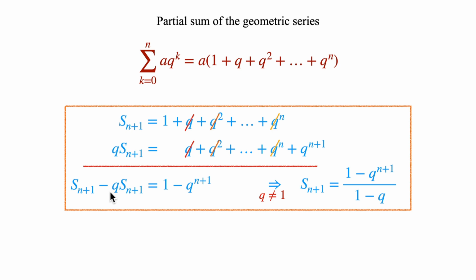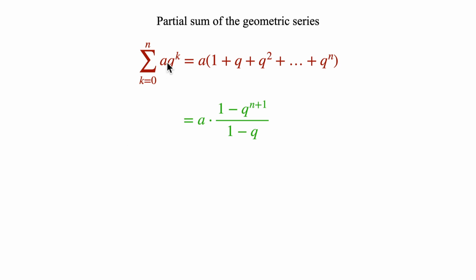So what have I done here? I have factored out S n plus 1, and then in parentheses I get 1 minus q, which I can then divide both sides by, and then I will get the formula for S n plus 1. It is this number divided by 1 minus q, by this factor which I got here after factoring. So this is my formula. And I can write here that this sum is equal to a times this expression which I got here with this nice method.